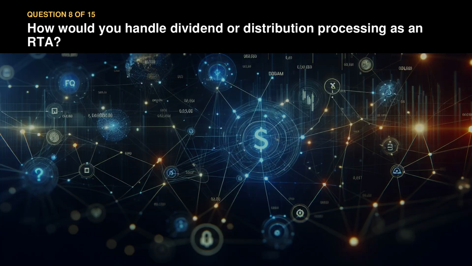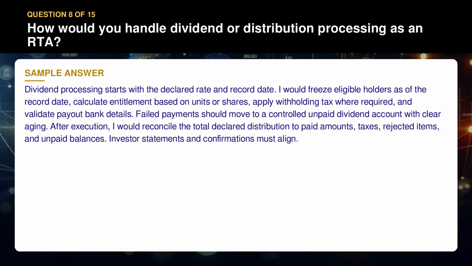Question 8. How would you handle dividend or distribution processing as an RTA? Dividend processing starts with the declared rate and record date. I would freeze eligible holders as of the record date, calculate entitlement based on units or shares, apply withholding tax where required, and validate payout bank details. Failed payments should move to a controlled unpaid dividend account with clear aging.